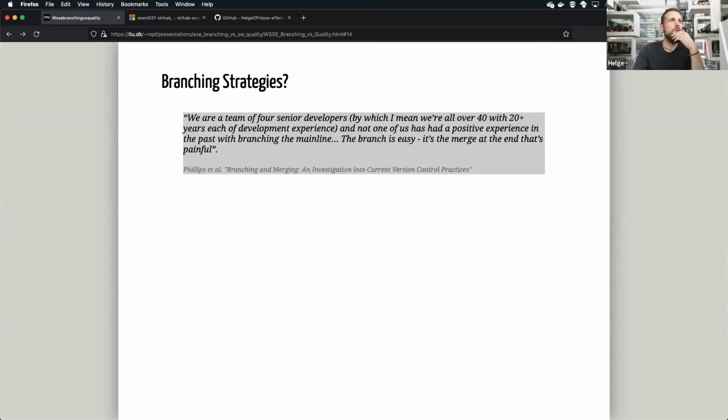I'll give you a brief overview of the different branching strategies, and then I'll talk a bit about the research that I would like you to do.